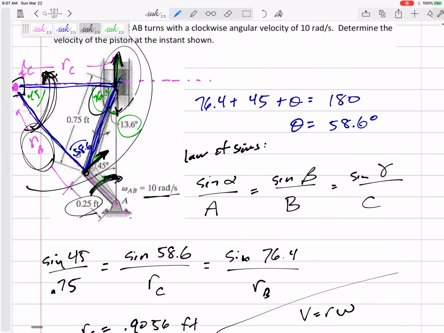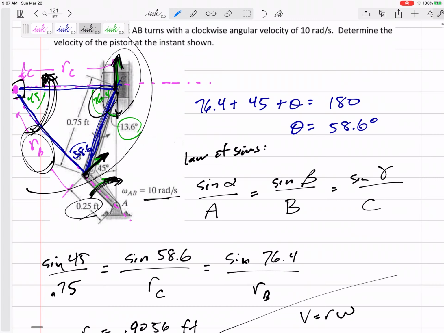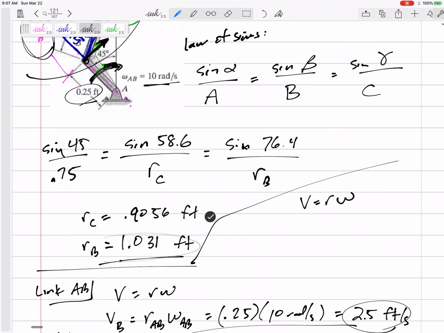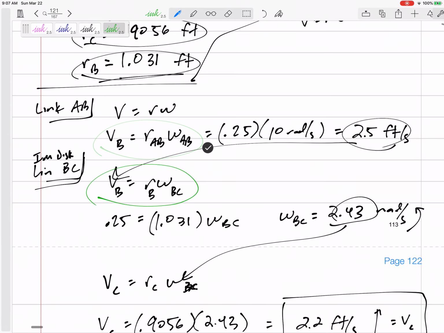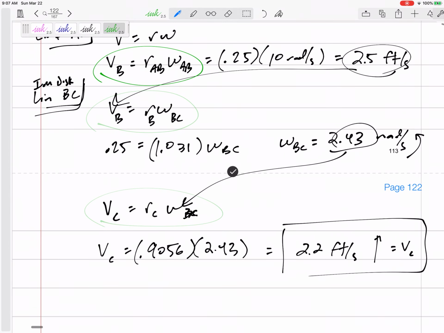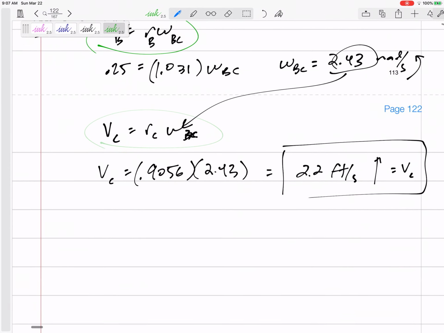Let's take a step back and look at this. We knew that bar BC was the main bar, the bar that we wanted to find the instantaneous center of. So I found the instantaneous center right here. And then what equation did I use? I used VB equals RAB omega AB, then VB equals RB omega. The only equation I used was V equals R omega.